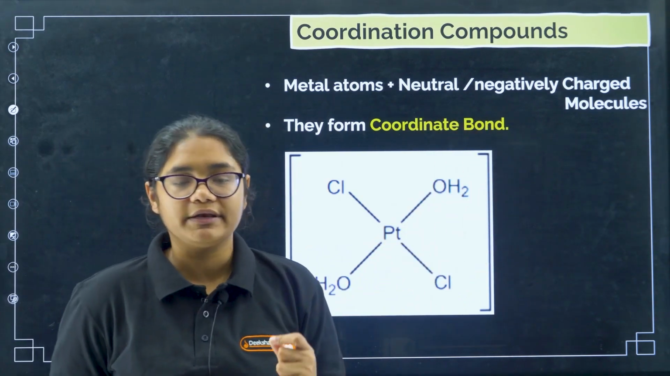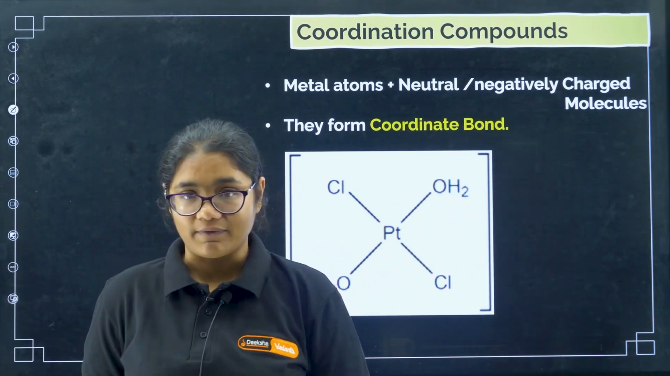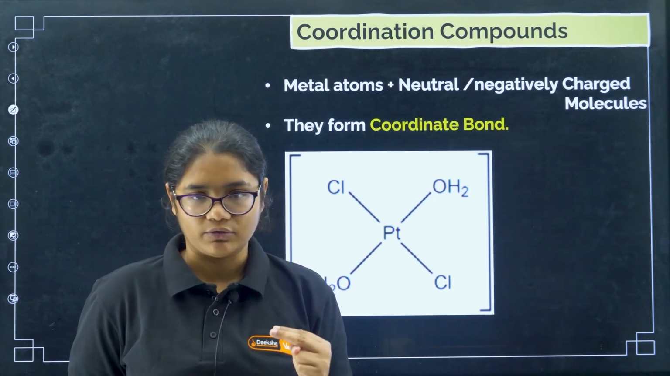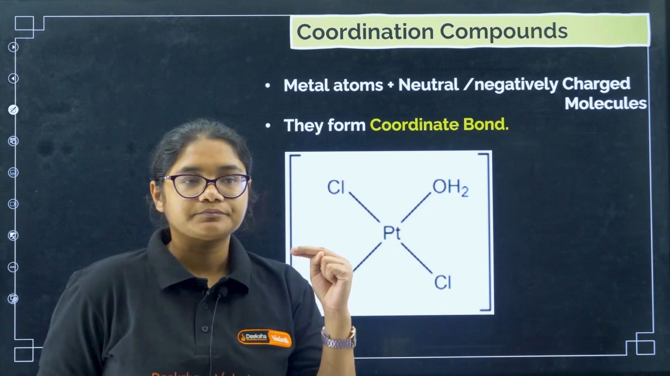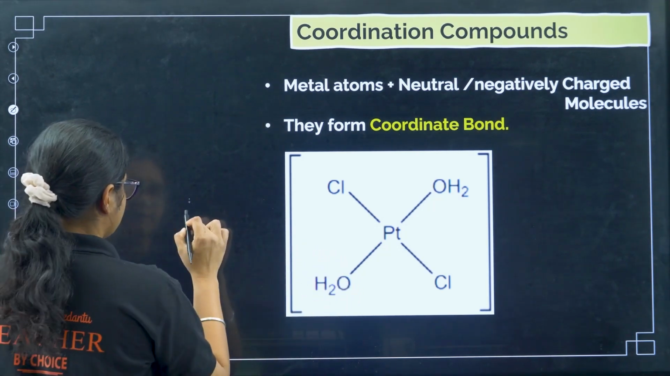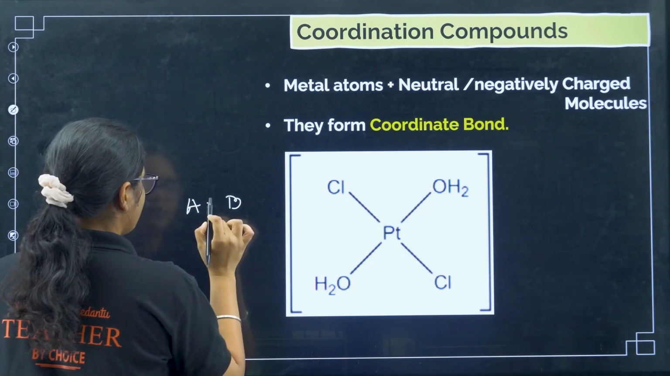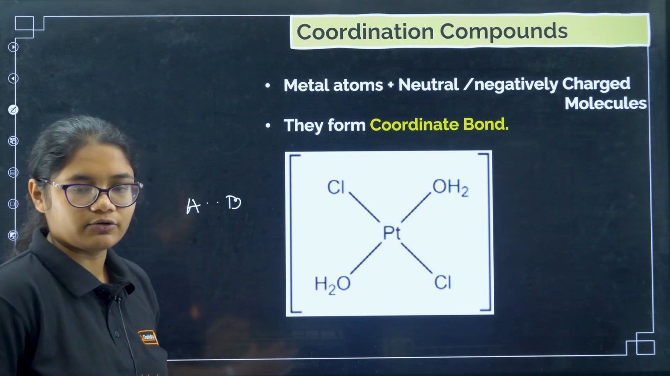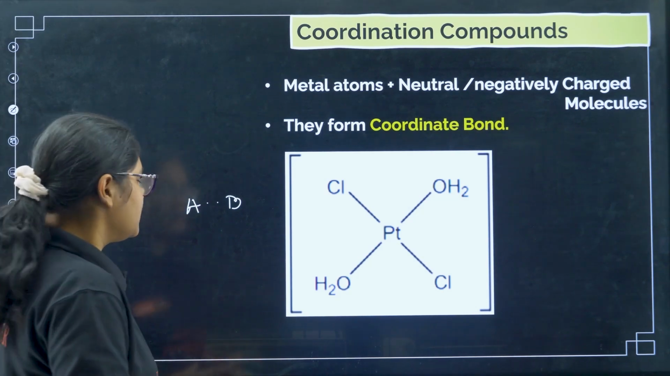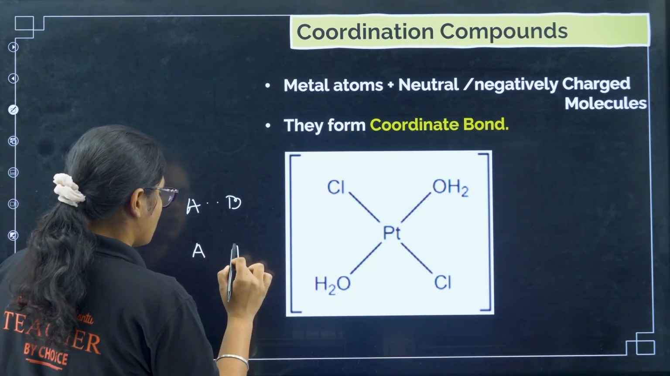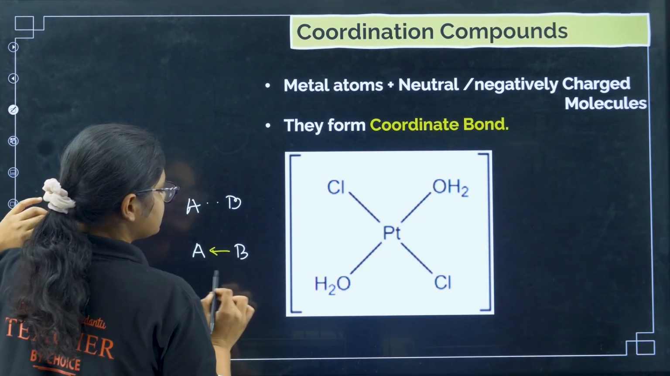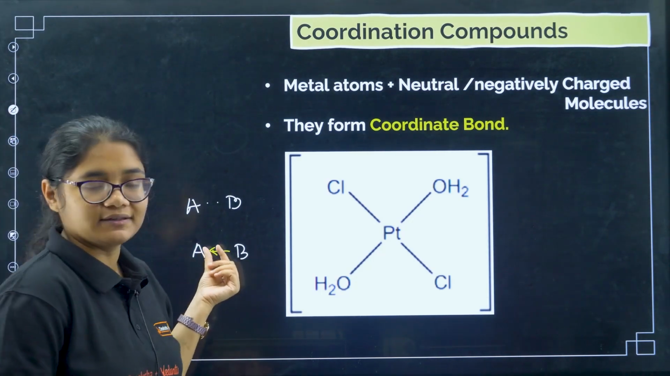Now what do you mean by coordinate bond? We have ionic bond, covalent bond, and coordinate bond. In any bond we need 2 electrons. Suppose there is a bond between A and B. If A donates 1 electron and B donates 1 electron and a bond is formed between A and B, then it is called a covalent bond. But if a bond is formed between A and B but both the electrons are given by B alone, then it is a coordinate bond and it is denoted by this arrow.